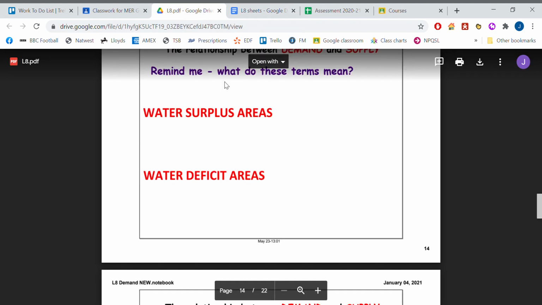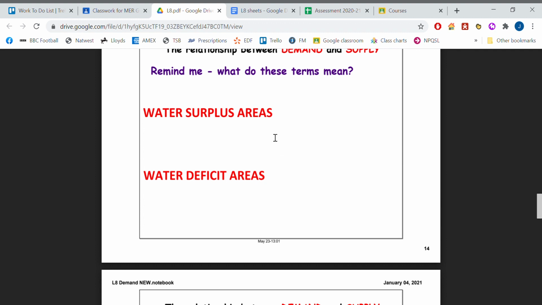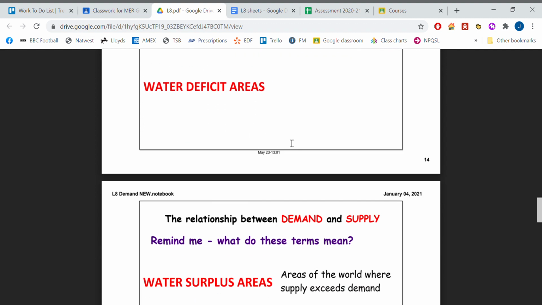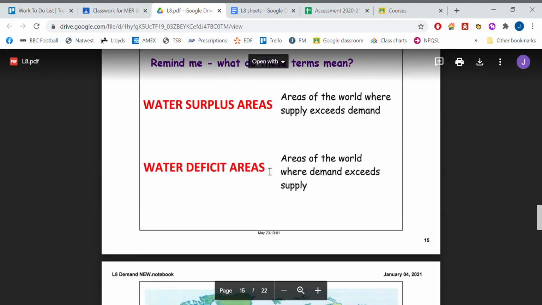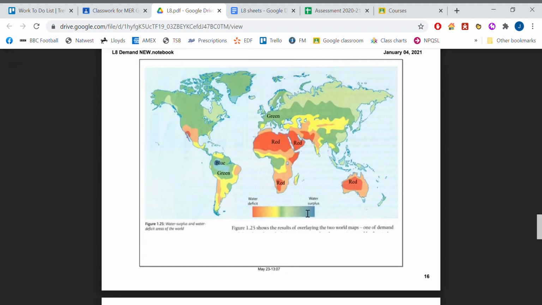Then we're going to look at patterns of water supply, difference in demand and supply, and where has excess and where does not. So this map shows you where we have water surplus, which is green, and where we have water deficit, where we don't have enough, which is the red colours.